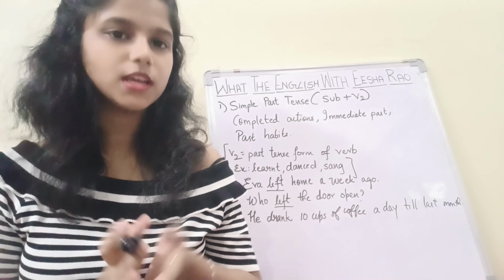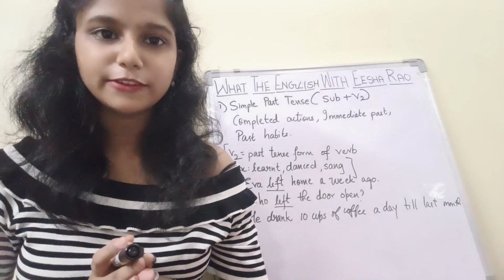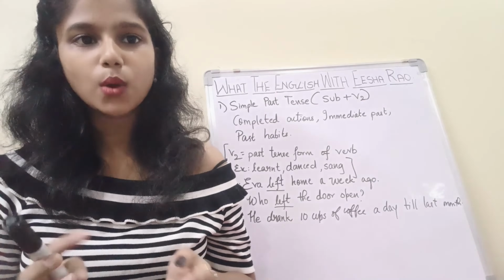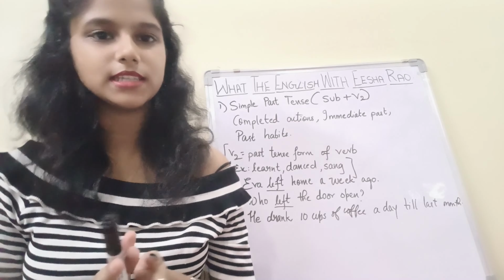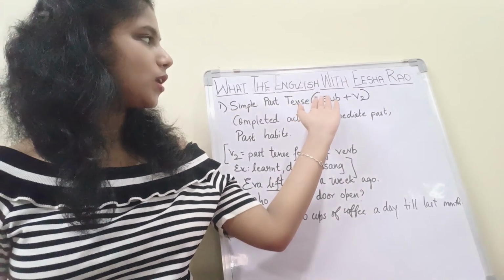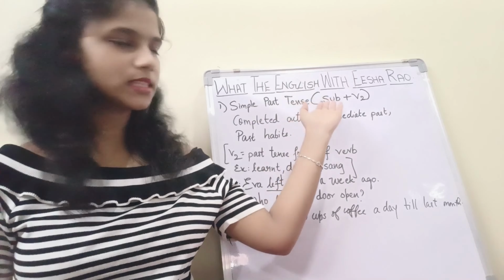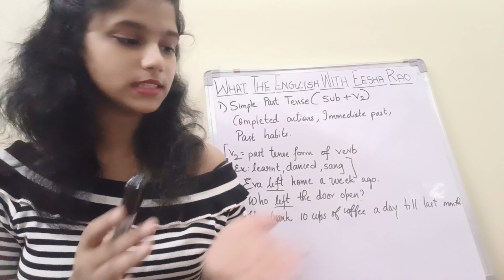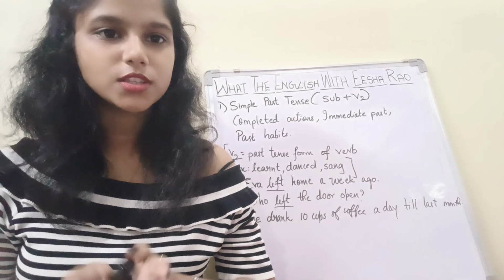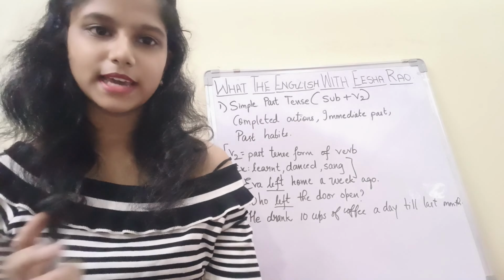For example, look at the example. Eva left home a week ago. Now here, the past form of leave is left. That is the V2 form, which is told in the formula. Simple past tense means subject plus V2. Now this happened a week ago. So this refers to completed actions.